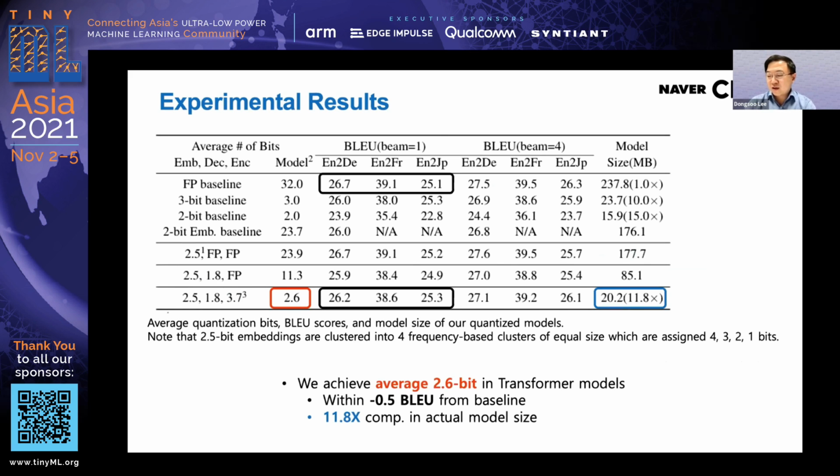So it turns out that our mixed precision strategy produced 2.6 bits per weight on average, while the BLEU score becomes even higher than that of fixed 3-bit quantization. So it is possible to realize 11.8x compression ratio without noticeable accuracy degradation, which is quite impressive.